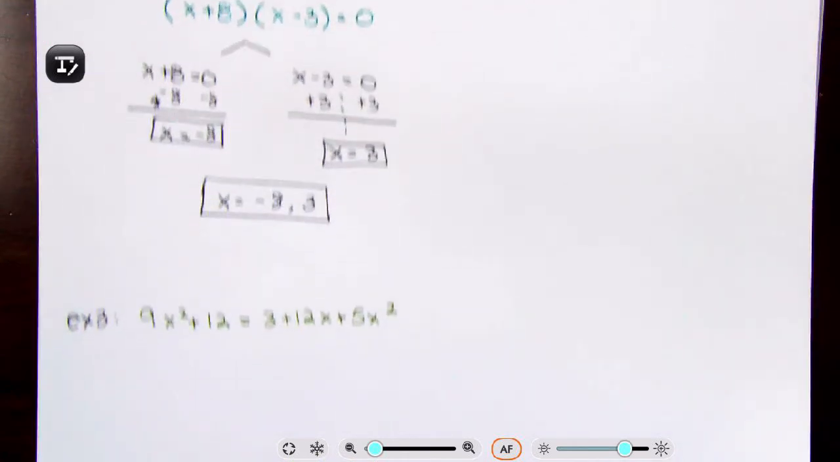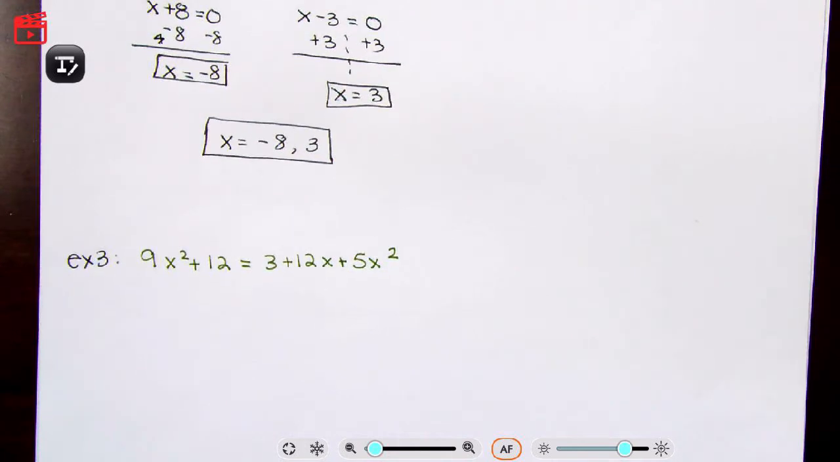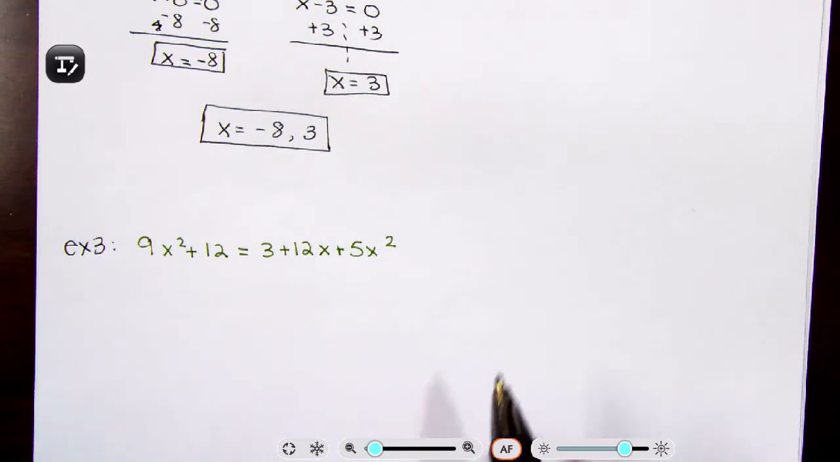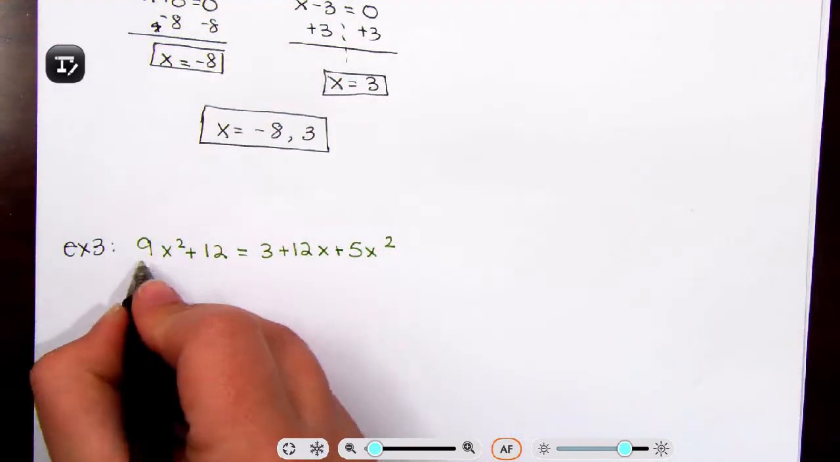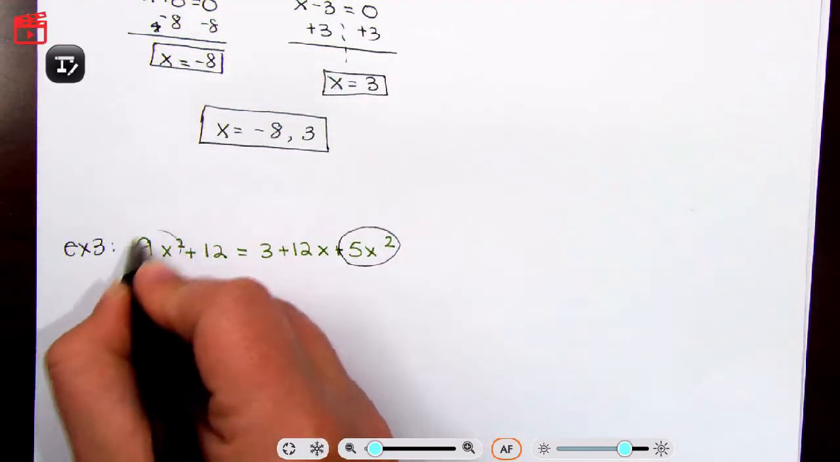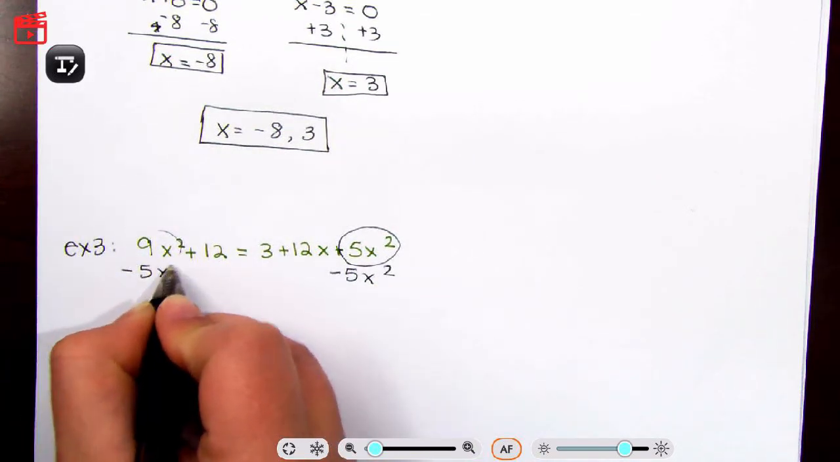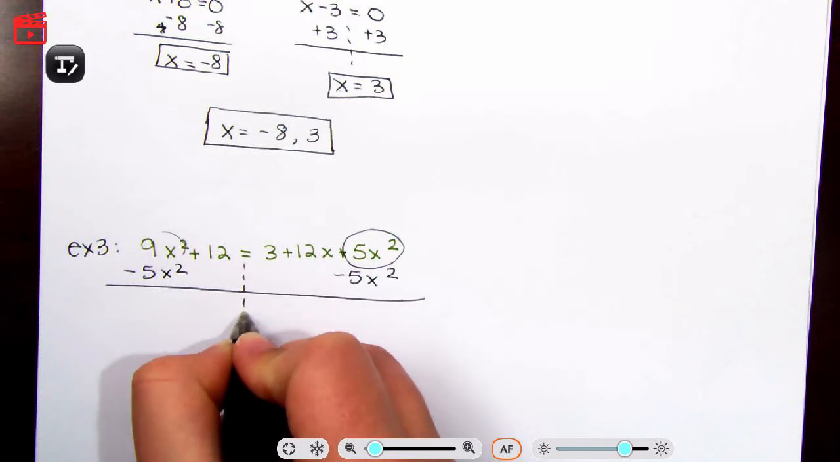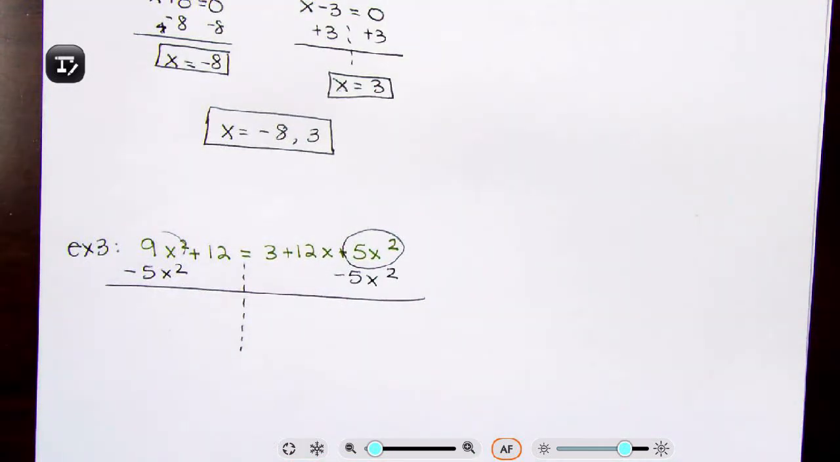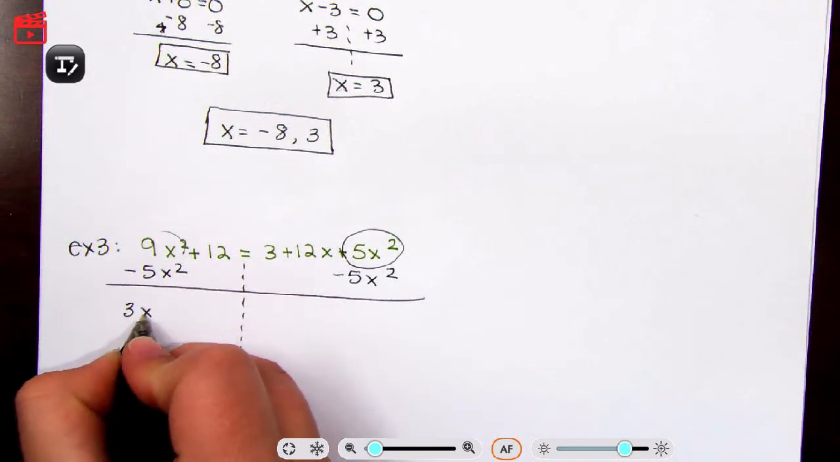Let's do another example. Ooh, this one's a little bit more challenging. There's a lot of combining like terms. We need to write this in standard form. So writing this in standard form, I have 9x squared, and I have 5x squared on this side. So I'm going to subtract 5x squared from both sides. Remember, if you're bringing something over to the opposite side, you have to do the opposite operation.